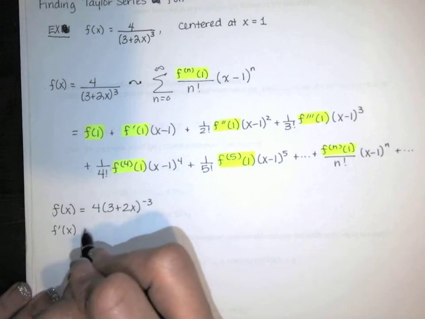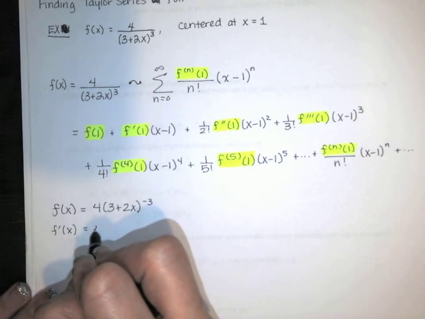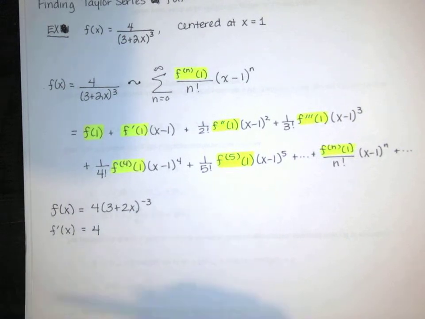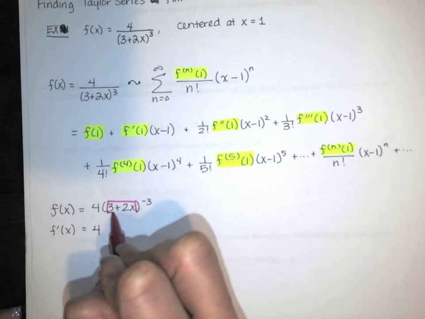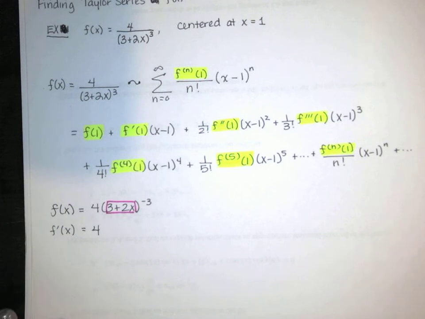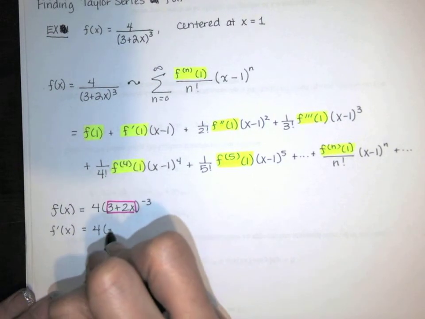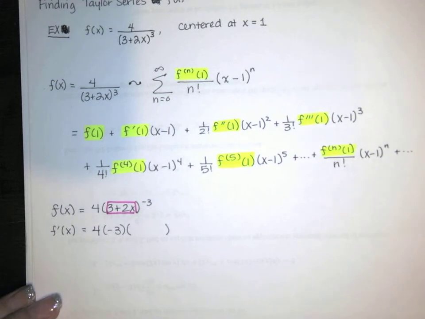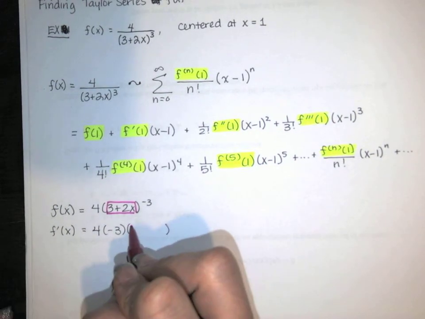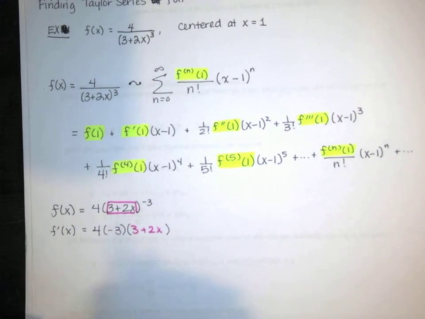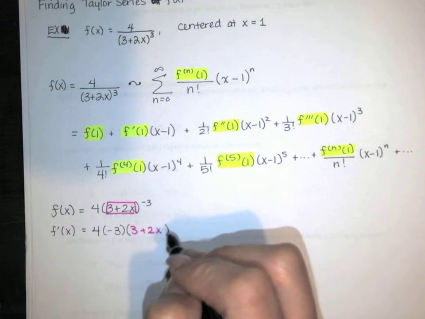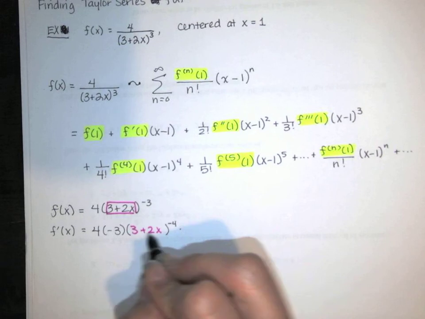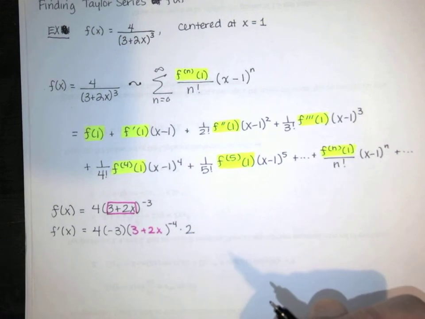So let's take the first derivative. I've got a 4 there. And the derivative of this requires the chain rule. Here's my inside function. The derivative of a function raised to some power is that power times the function raised to 1 less power. So you put the inside function back in, and then you subtract 1 from the exponent, and then you multiply by the derivative of the inside by the chain rule, which is 2.